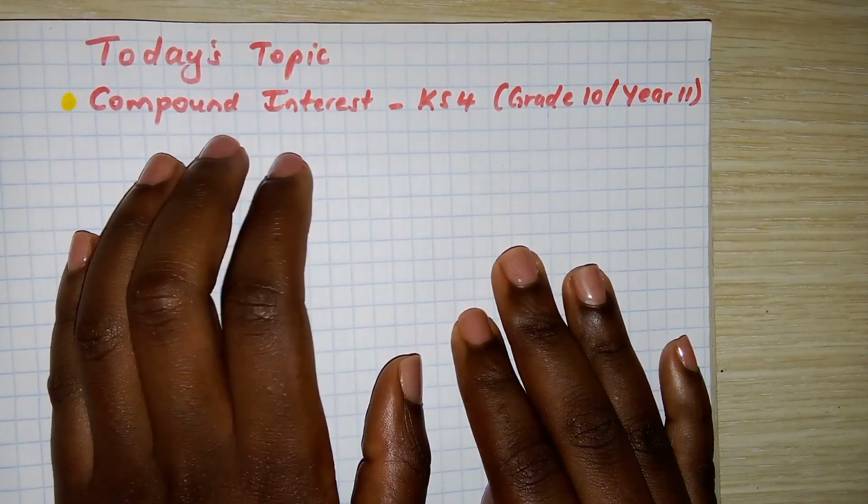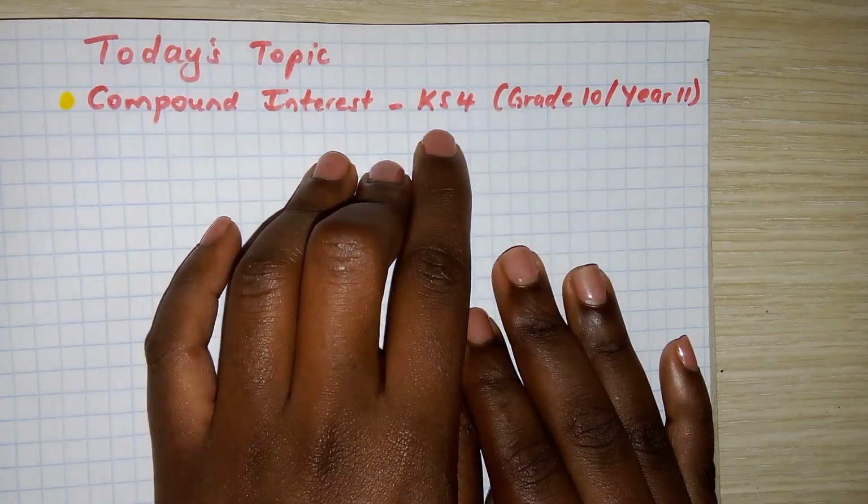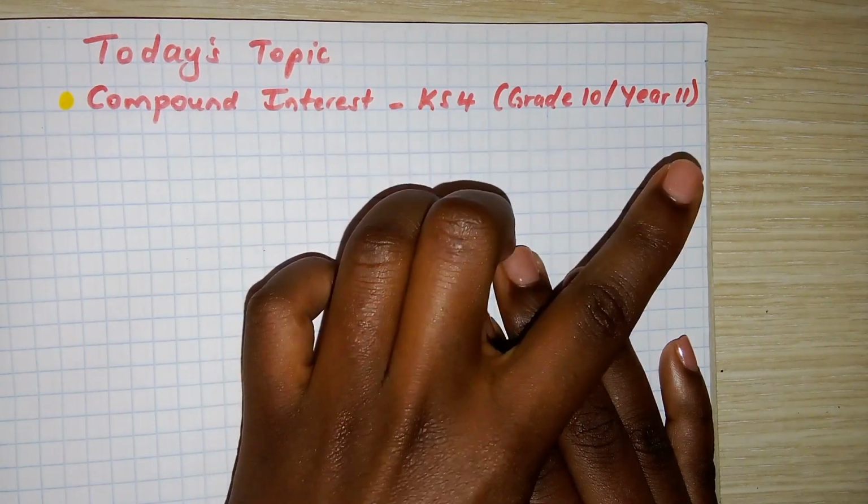Today's topic will be on compound interest. This is Key Stage 4, Grade 10 or Year 11 work.